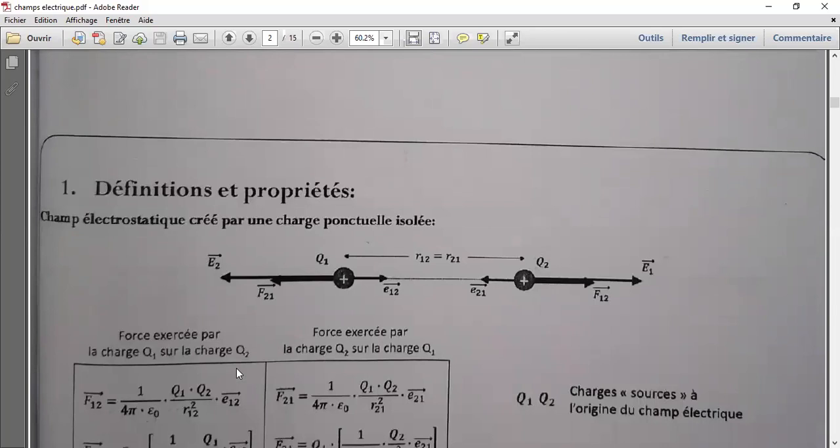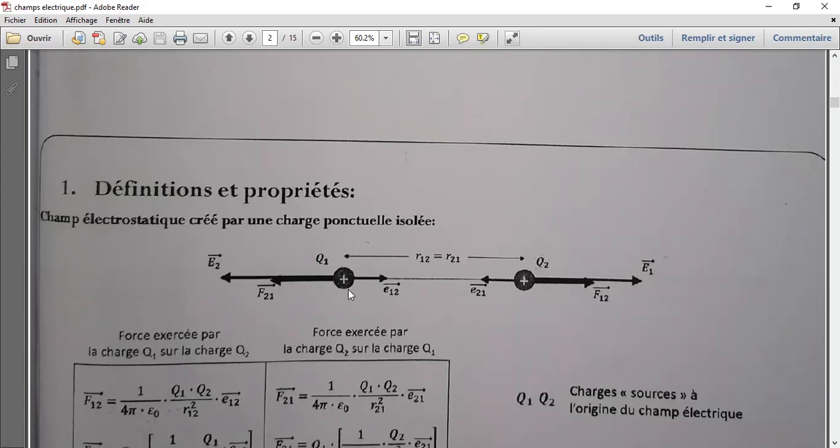So, champ électrostatique créé par une charge ponctuelle isolée. I remember I talked about the charge ponctuelle isolée, which means this is a charge which is not distributed everywhere, but it's a charge which is fixed. You can only find it at once. So here they're just trying to explain to us more on what is the electrostatic field.